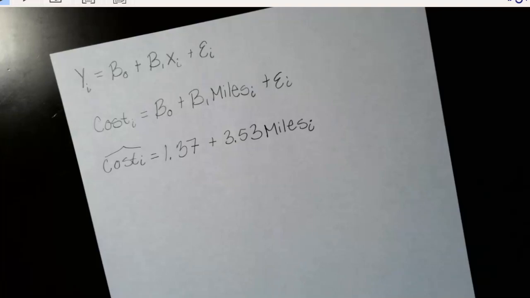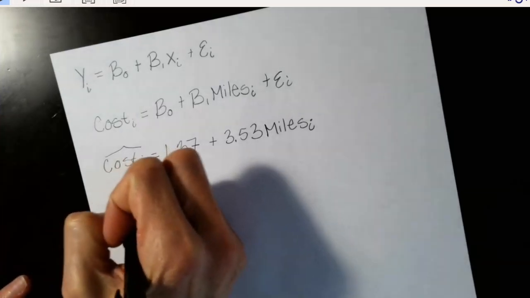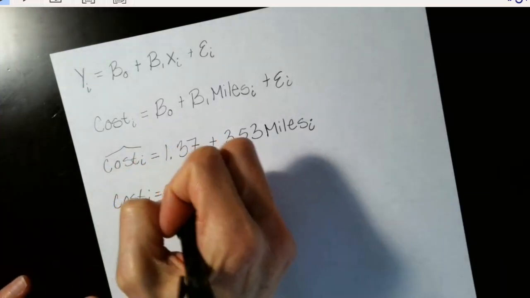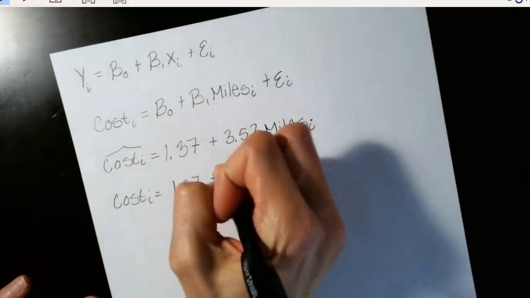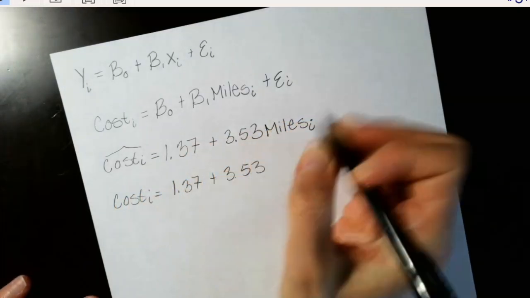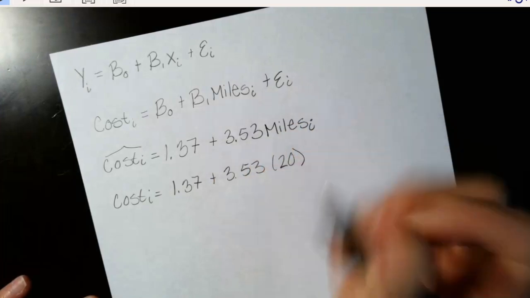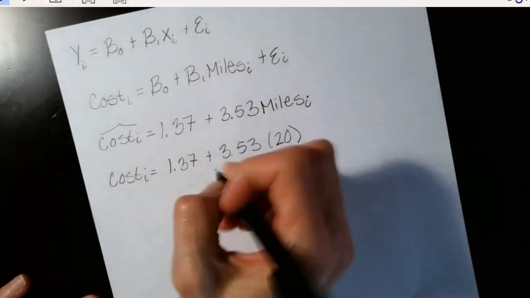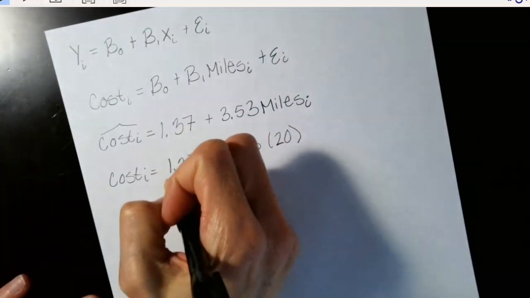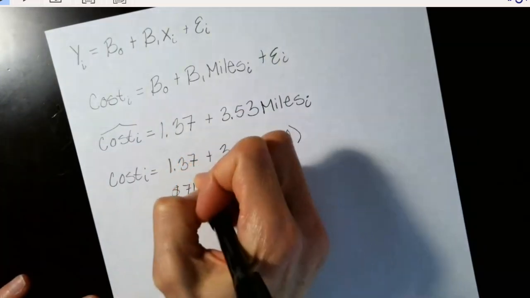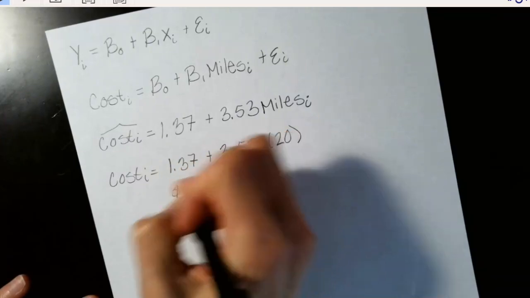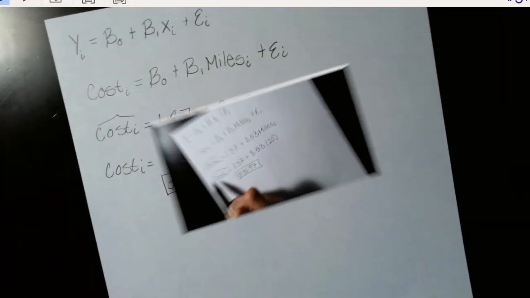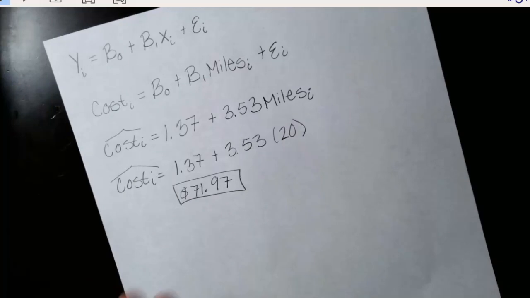And we can make this prediction. Let's just say we want to know the predicted cost of a 20-mile taxi ride. So all we would do is put our cost, and then we have that 1.37 plus that 3.53, and we would multiply that by 20. And then we work everything out using order of operations, of course, multiplying first and then adding. And we would end up with a total estimated cost of $71.97. Of course, we need to go back and add our little hat so that we know we're talking about a predicted value.